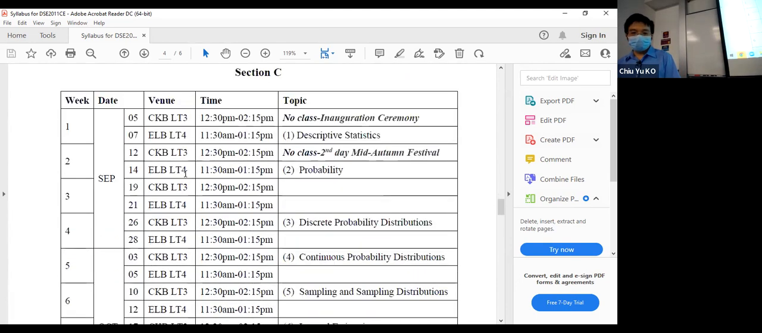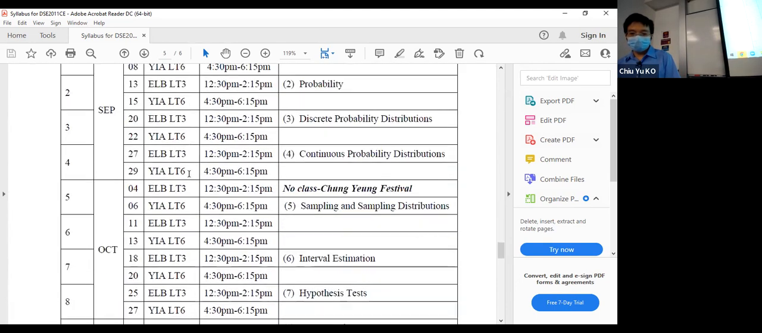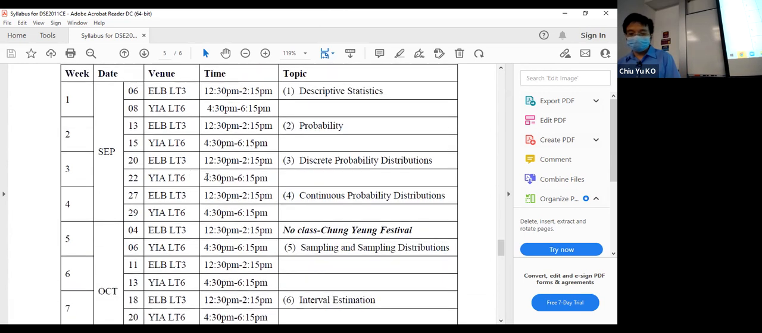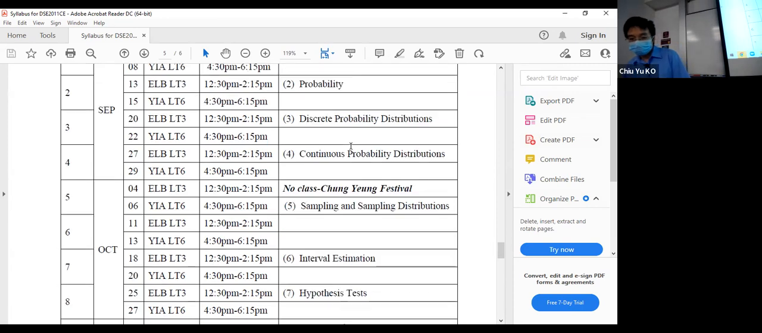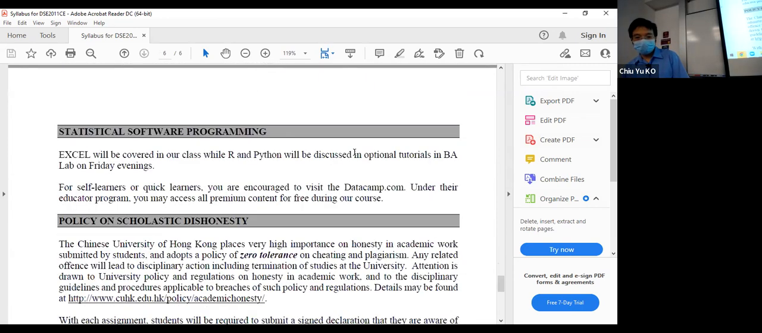So this is the course schedule for the two classes. It's mainly the same, but for our section, we will miss the Chung Yeung Festival. It shouldn't affect anything because the Friday of the last week will be the exam, so we don't need to make up for that. So that should not be an issue.